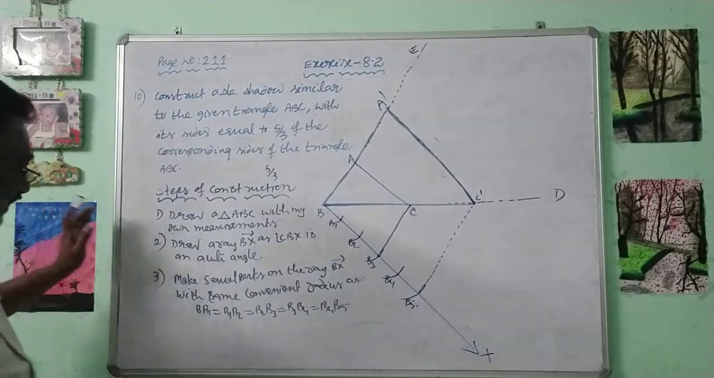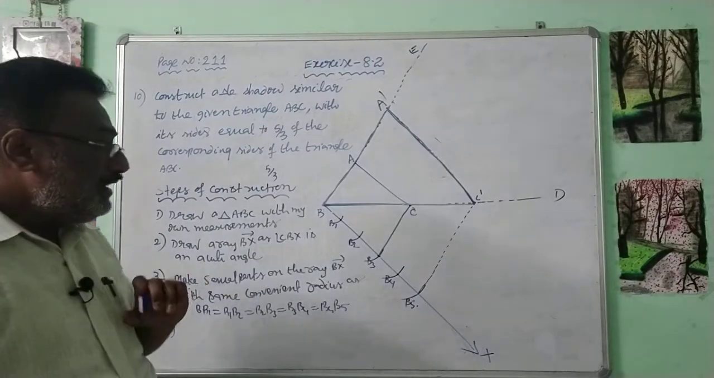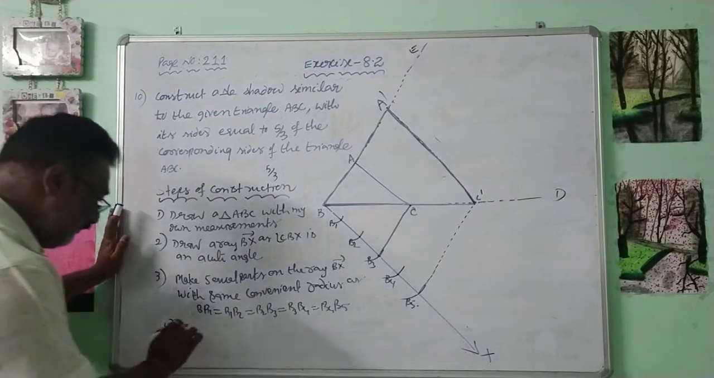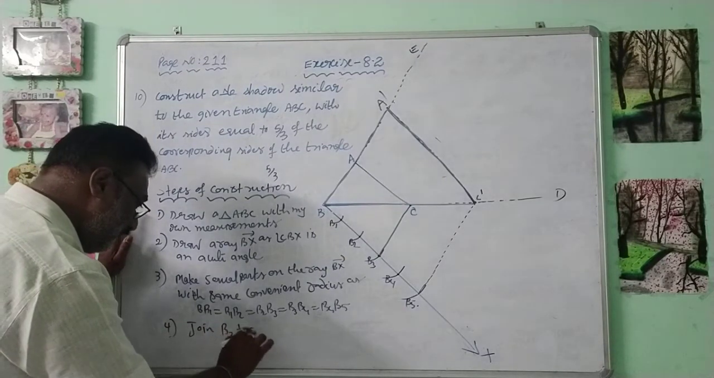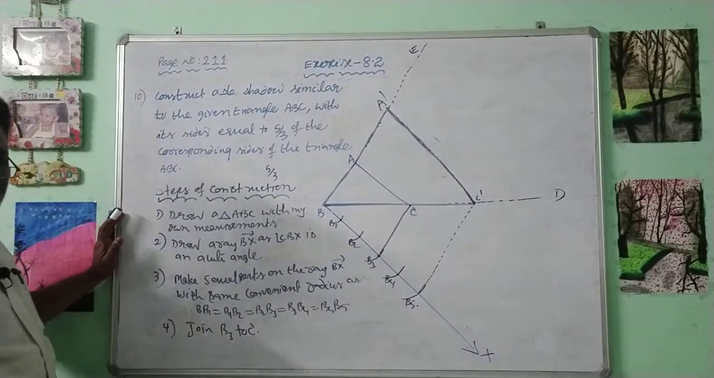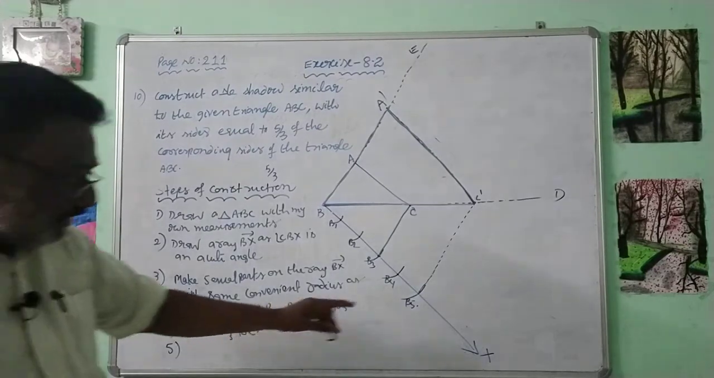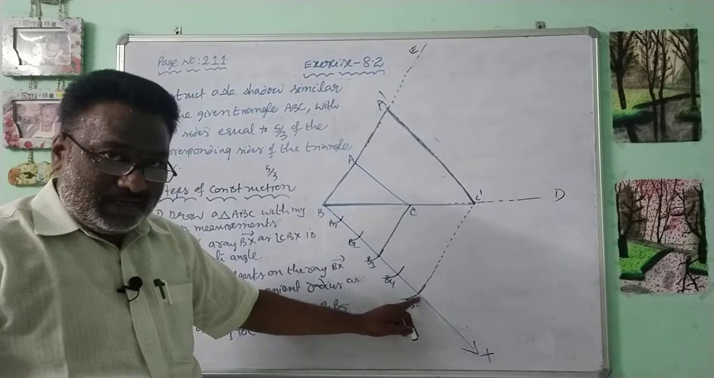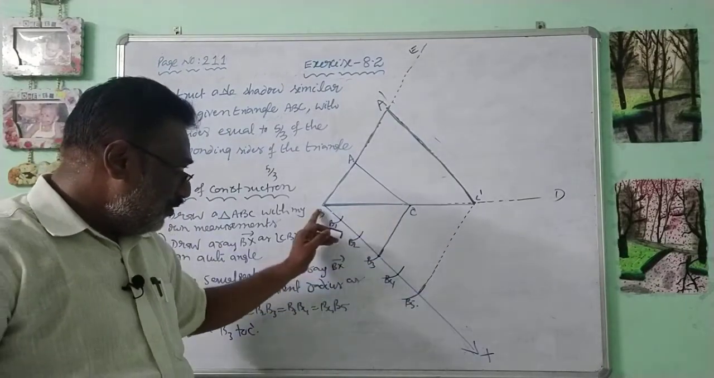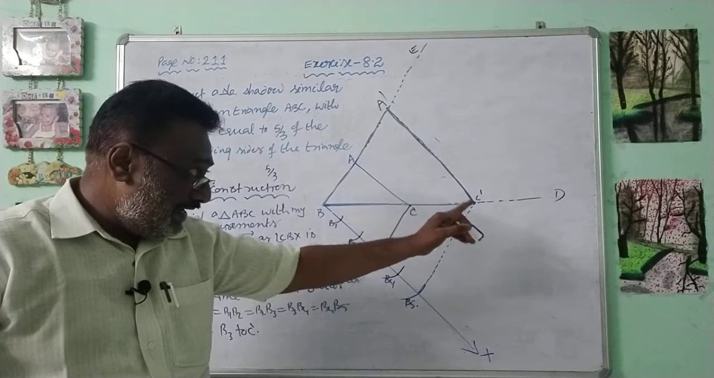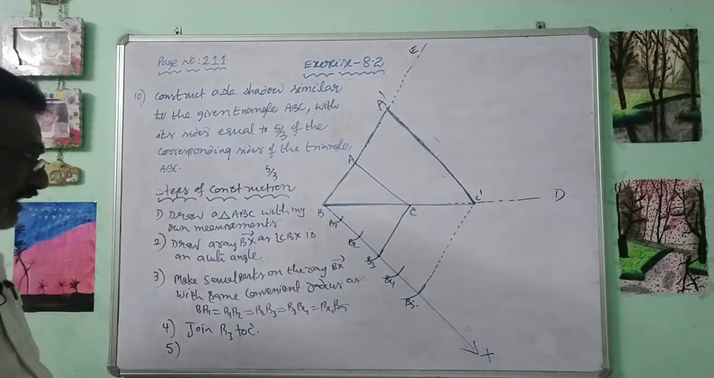That's all. Next, the fourth step is join B3 to C. Next step, fifth one. Here through B5 we are drawing a parallel line to B3C to meet BC, extending it up to D in C dash. That step you need to write now.